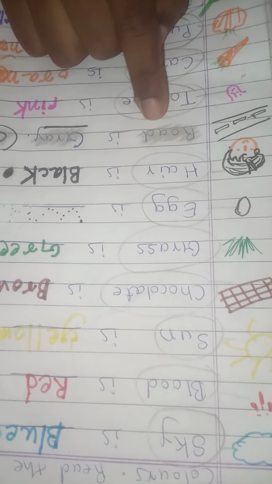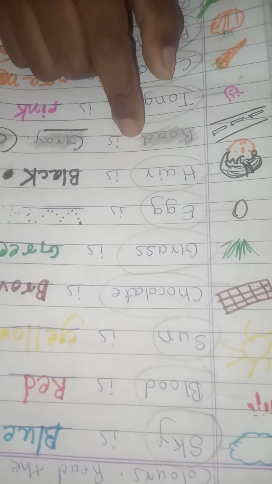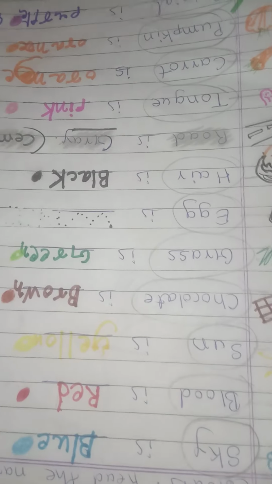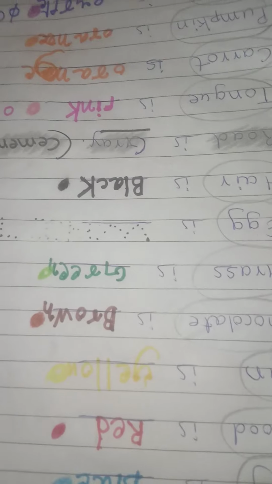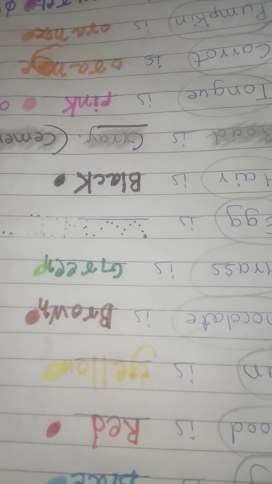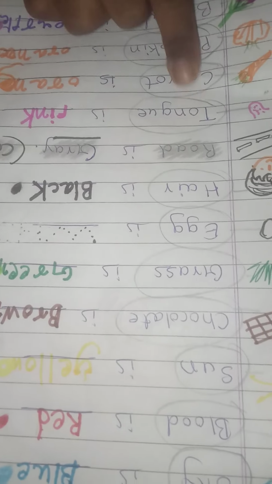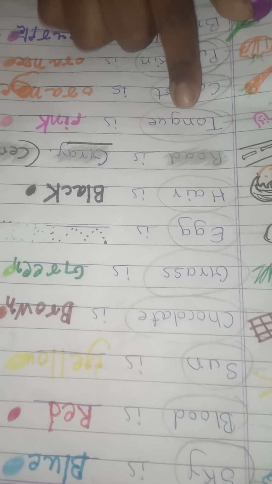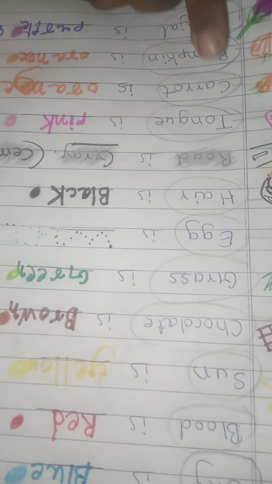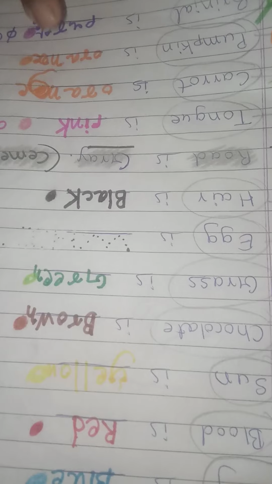R O A D. Road. Road is gray. What is the spelling of gray? G R A Y. Great. Okay, put finger and say the word. T O N G U E. Tongue. Tongue is pink. P I N K.